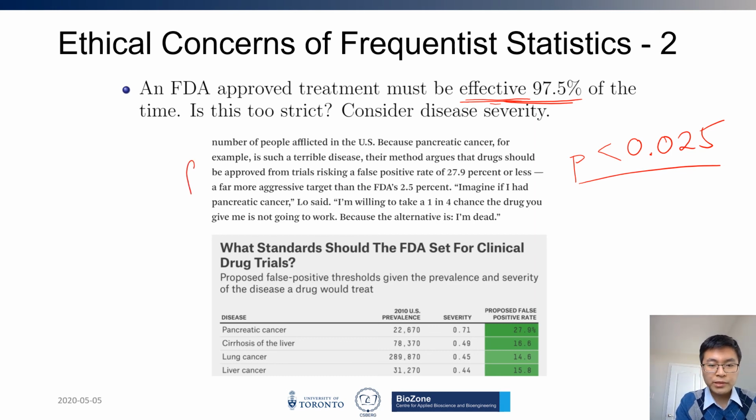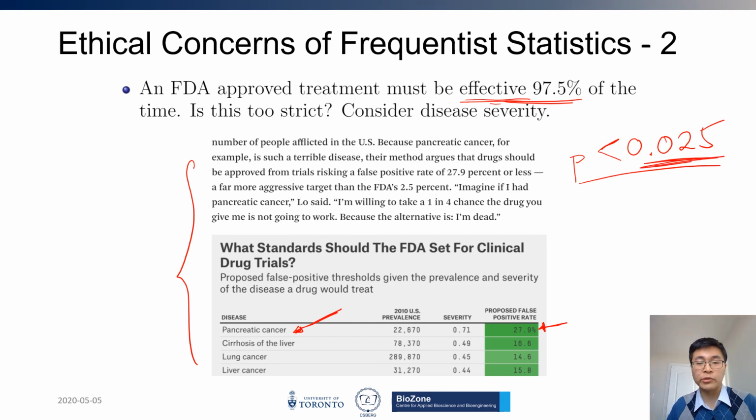So a group of researchers at MIT argue that it is, and you can see the reference for this later. What they argued is for particular diseases that are severe and where few treatment options are available, such as pancreatic cancer, you should relax this criteria and propose an alternate false positive rate that is much higher than the current one. So right now, false positive rate needs to be less than 2.5%.